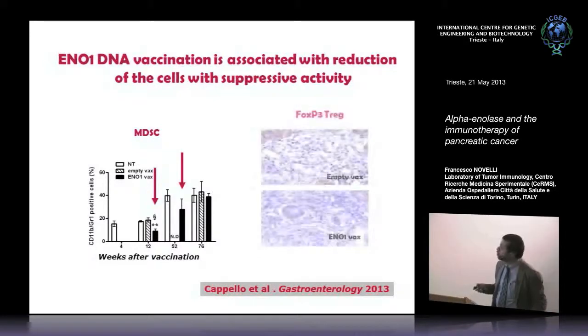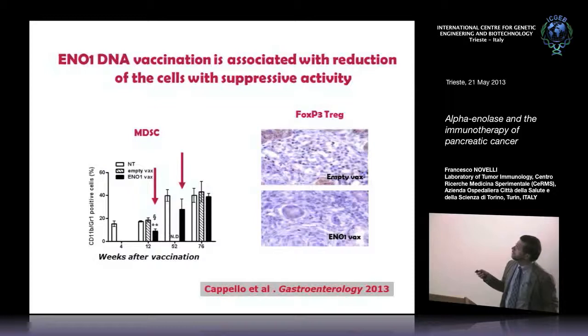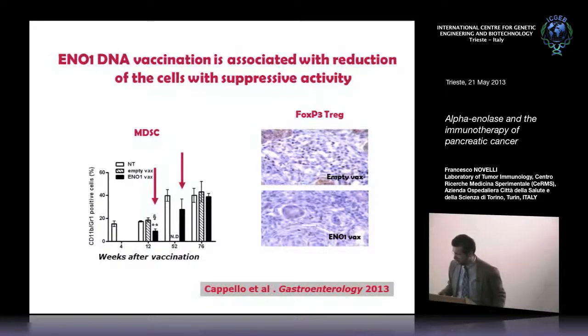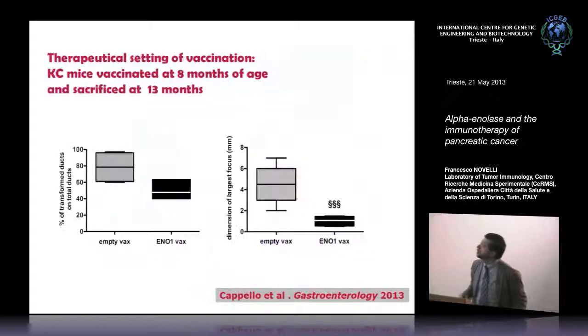But we also looked at the staining in the pancreatic tumor tissue for FOXP3, a marker for T regulatory cells. In empty vaccinated mice there is a clear presence of Tregs, while in enolase vaccinated mice this percentage was completely decreased and disappeared.